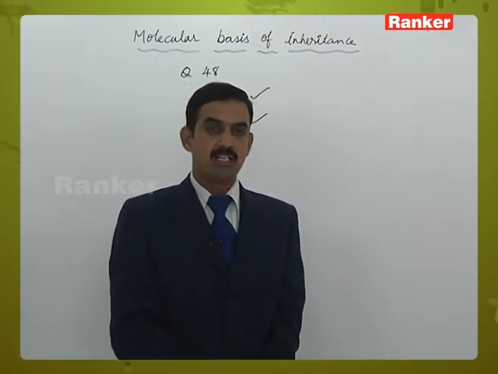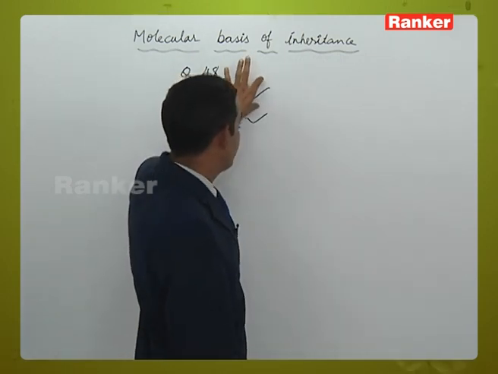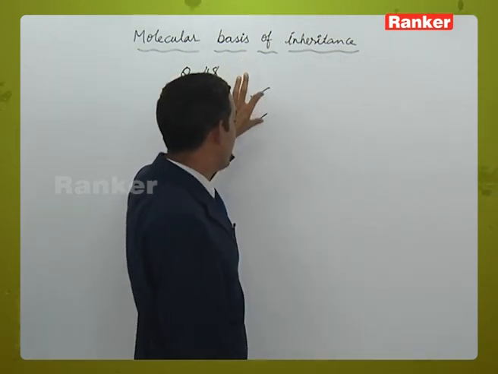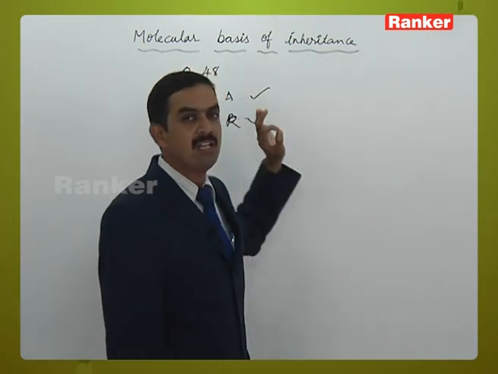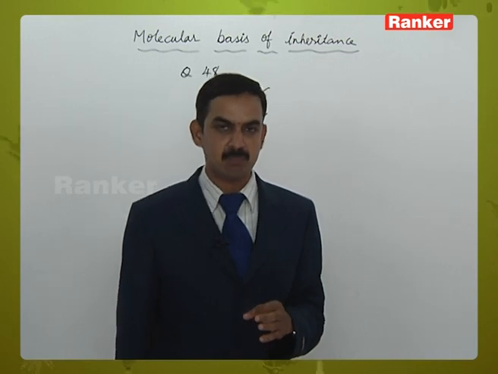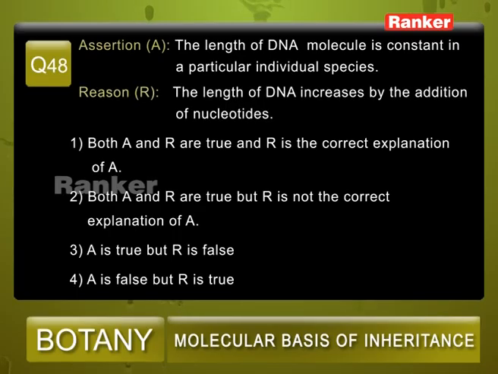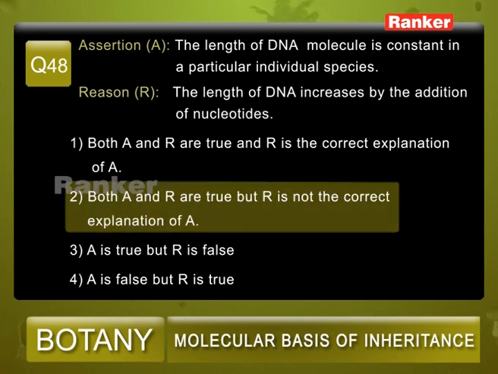Here the two statements are correct, but the assertion is related to the length of DNA in a specific individual. The reason is related to the length of DNA based on the number of nucleotides, but it does not give the correct explanation for A. So for question number 48, the correct answer is 2. That is, A and R are true, and R is not the correct explanation of A.